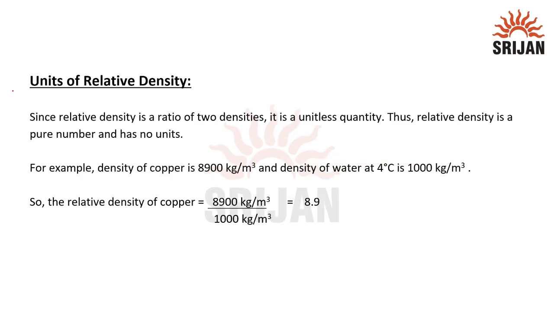Now let's understand units of relative density. Since relative density is a ratio of two densities, it is a unitless quantity. Thus, relative density is a pure number and has no units. For example, density of copper is 8900 kg per meter cube and density of water at 4 degrees Celsius is 1000 kg per meter cube. So the relative density of copper is equal to 8900 kg per meter cube divided by 1000 kg per meter cube. So we get an answer of 8.9 because these are the same units, so they will cancel out each other.